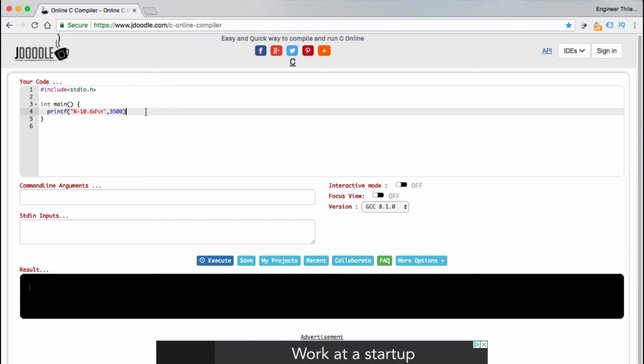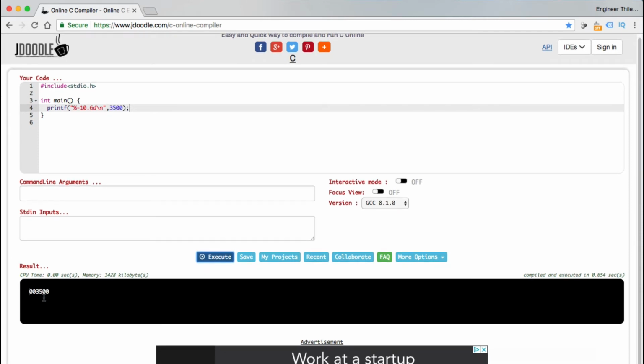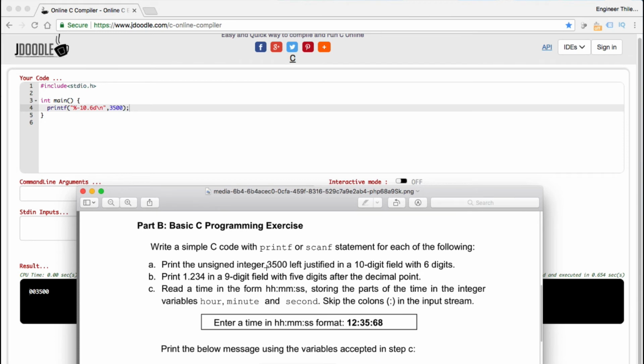Now this one should work. Execute this one. Okay, 003500. This is what we are expecting. They want us to print the unsigned integer 3500 left justified in a 10 digit field with 6 digits. So it's left justified in a 10 digit field with 6 digits. Now let's look at the next one.